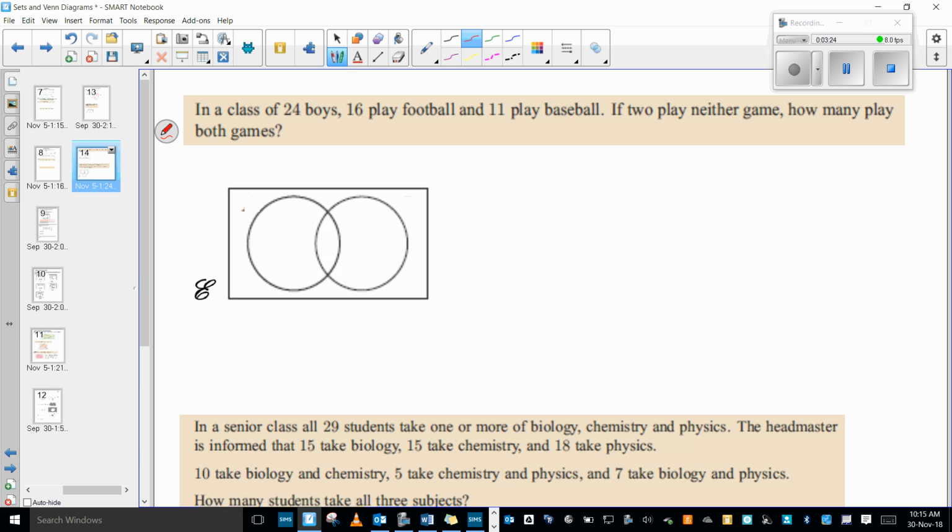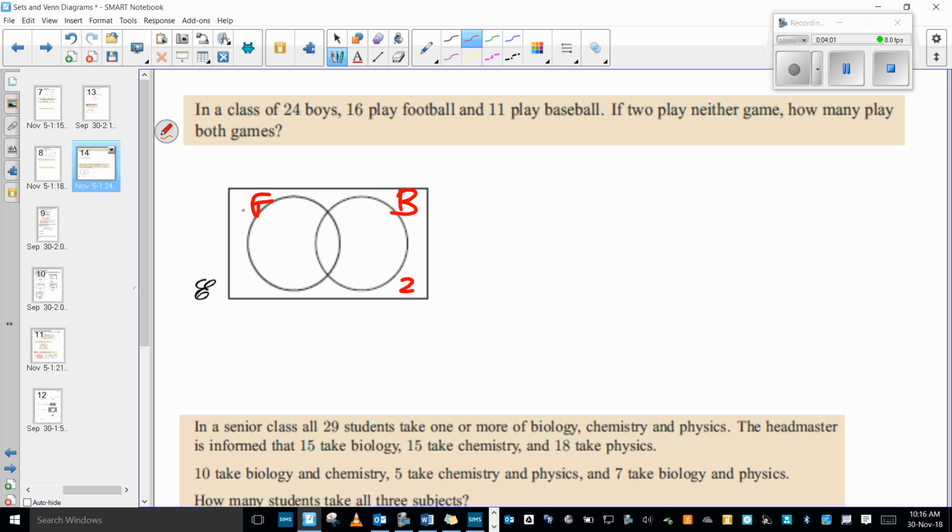In a class of 24 boys, 16 play football, 11 play baseball. If 2 play neither, how many play both games? All right. So we've got our universal set. We're going to label it football and baseball. Now, this is a bit trickier. What can I fill in straight away? Do you know? 2 play neither, so you can put that outside. Okay, awesome. 2 play neither.